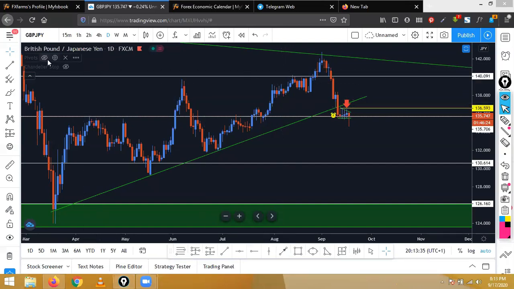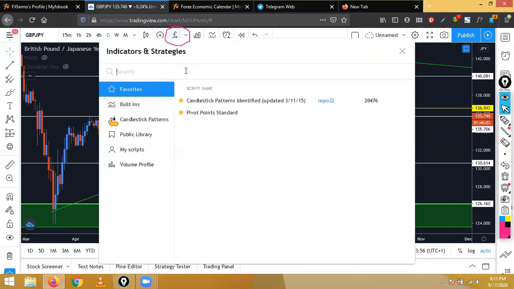So, back to what I was saying. Chandelier stuff, you find it on TradingView. All you need to do is go to the indicators tab, where you have this f with a small x. You just tap on it, this will come out, and you type the name Chandelier.